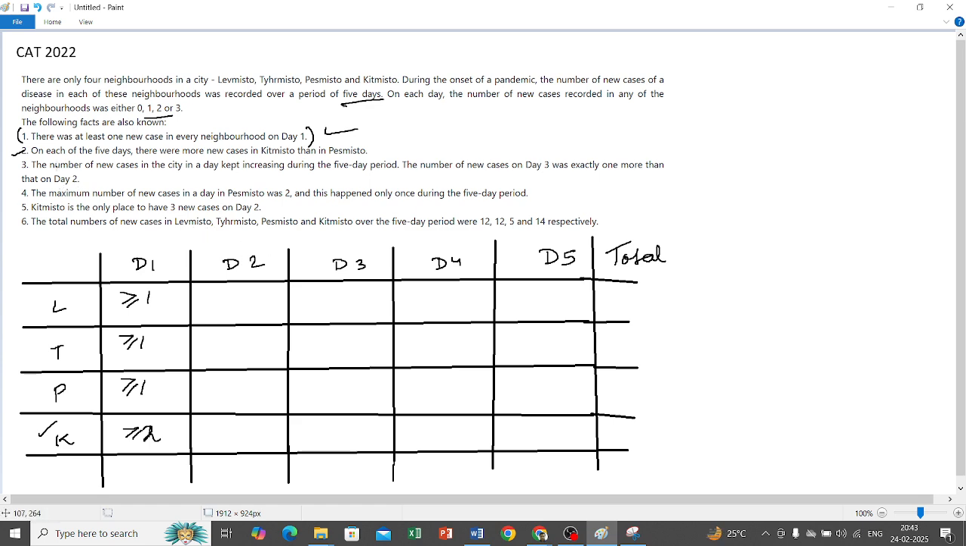You see instruction number 2. On each of the 5 days, that means D1, D2, D3, D4, D5, on each of the 5 days there were more new cases in Kitmisto than in Pessimisto. Forget about D2, D3, D4. We have not yet gone there. We are now at D1.